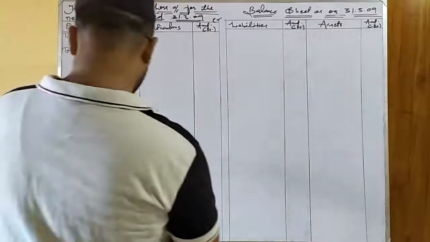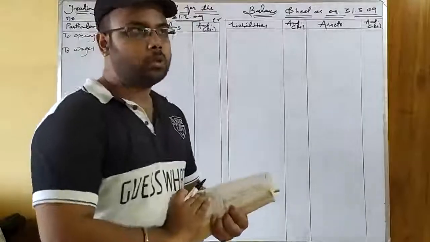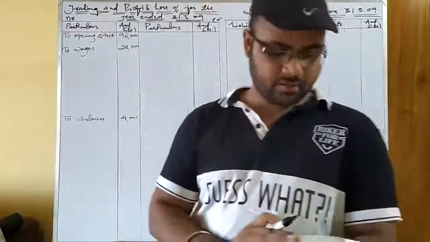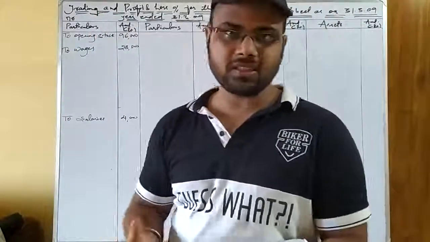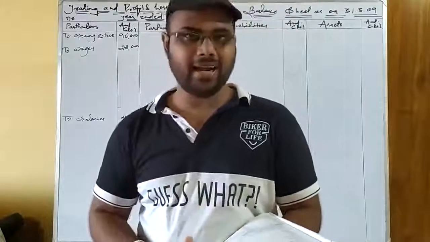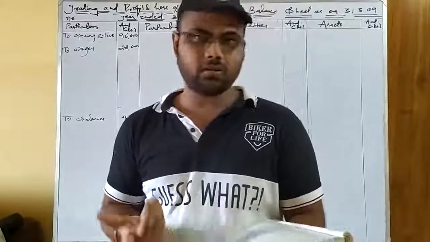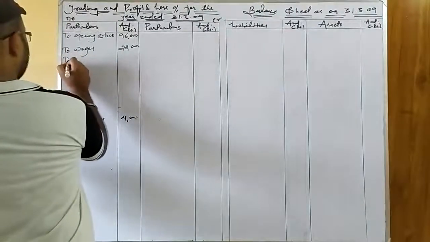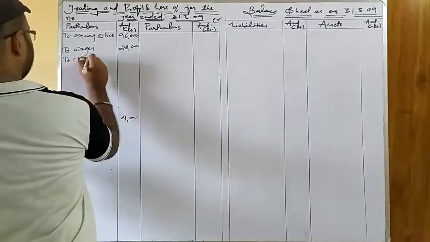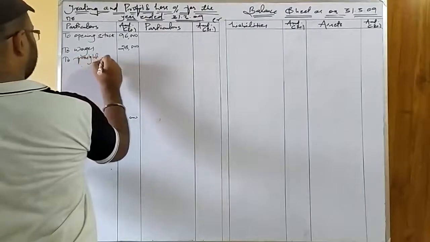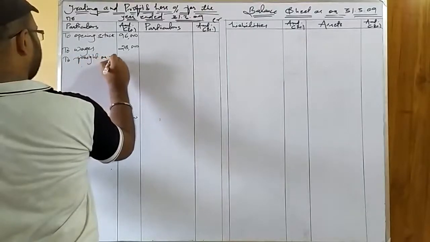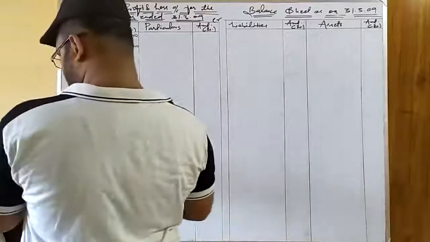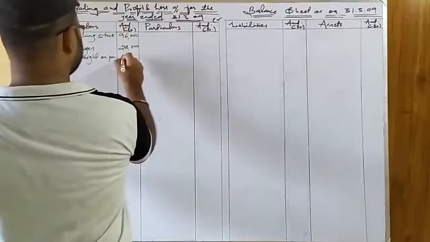The next item given is railway freight on purchases. So see, railway freight on purchases means any expenses made on purchases is always taken to be direct expenses. So railway freight is also a direct expense. So we'll write here to freight on purchase. If you want, you can write. Otherwise, it's okay. So freight given is 5,000.